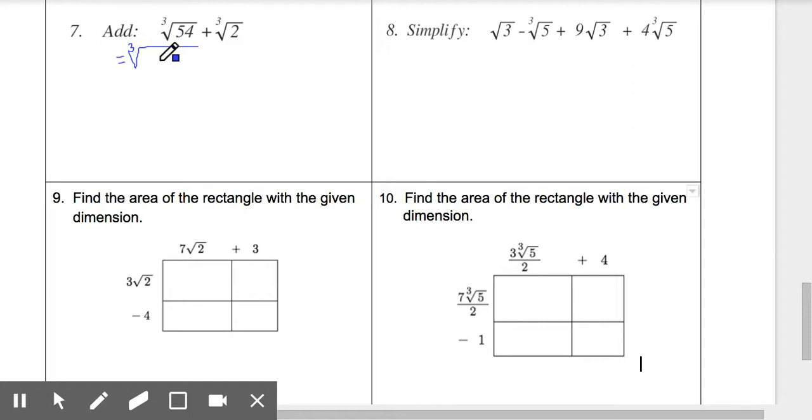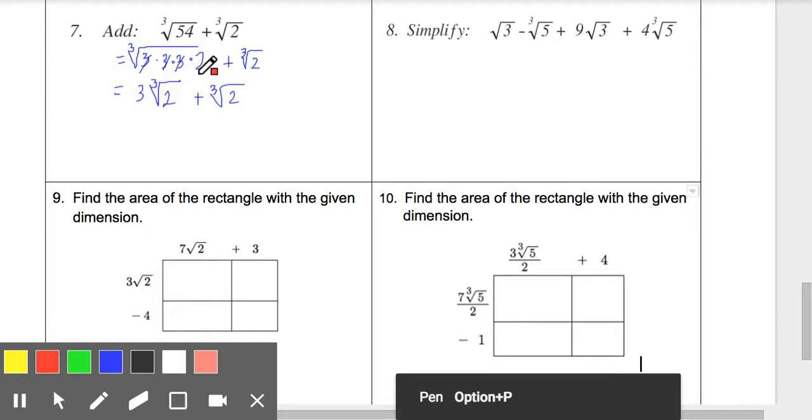Now, cube root of 54 is the same as cube root of 3 times 3 times 3 times 2. This is 54. Plus cube root of 2. Now, 3 times 3 times 3 is 27, and the cube root of 27 is 3. But 2 will be just inside the cube root, so we just bring down 2 here. So cube root of 54 is the same as 3 cube root of 2. Plus, we bring down cube root of 2.